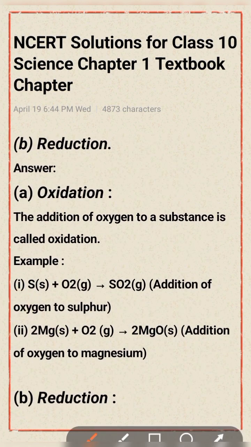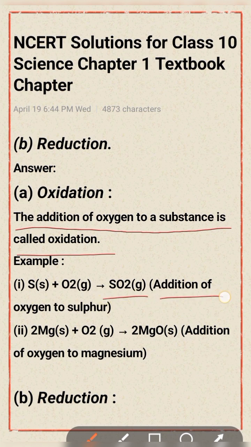The addition of oxygen to a substance is called oxidation. That is, sulfur plus oxygen forms sulfur dioxide. That is the addition of oxygen to sulfur. Next example, magnesium reacts with oxygen to form magnesium oxide. That is the addition of oxygen to magnesium. That is an example of an oxidation reaction.